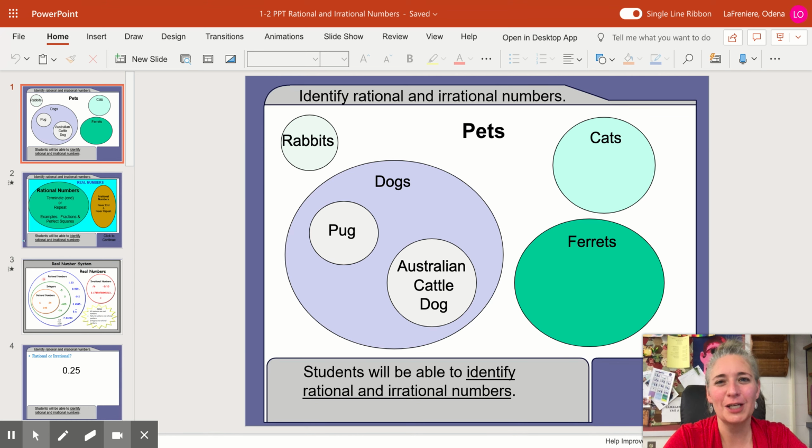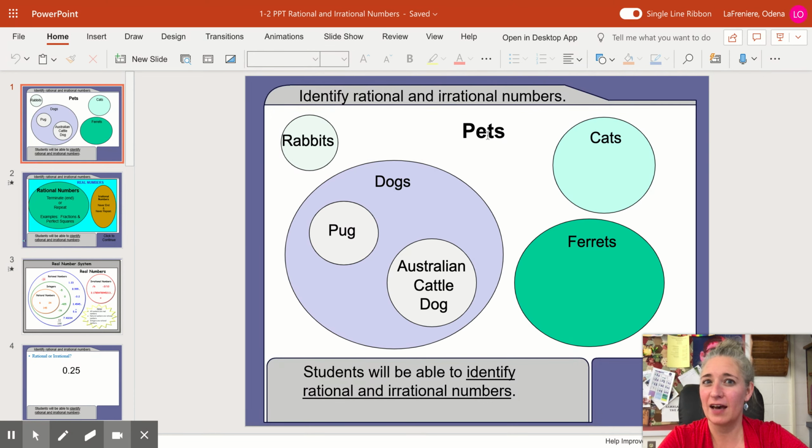Hi, so we're going to be talking about classifying today. We're going to start with a really simple example. You guys know I have a pet that is a dog, an Australian cattle dog. So I would classify him right here under the dogs, which is under the pets.